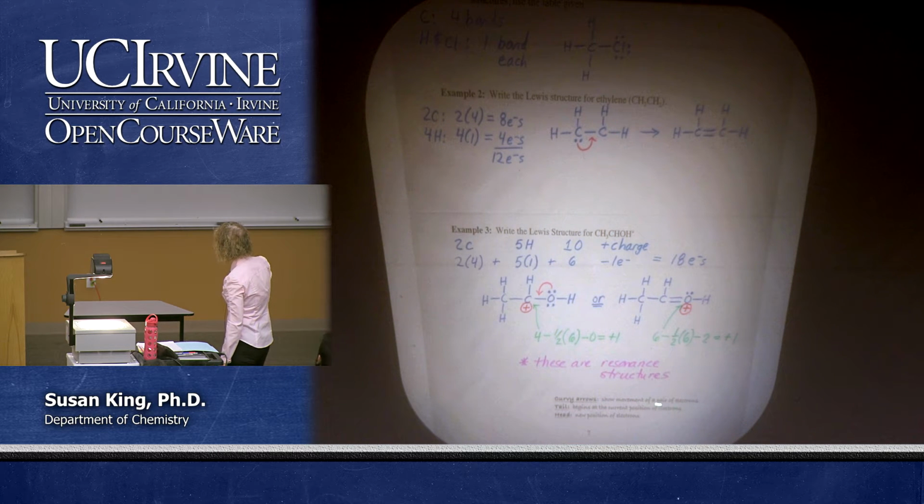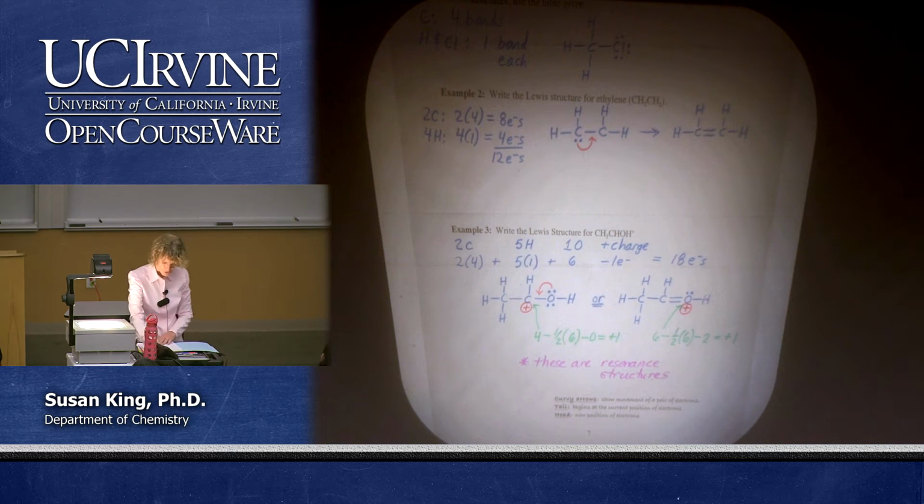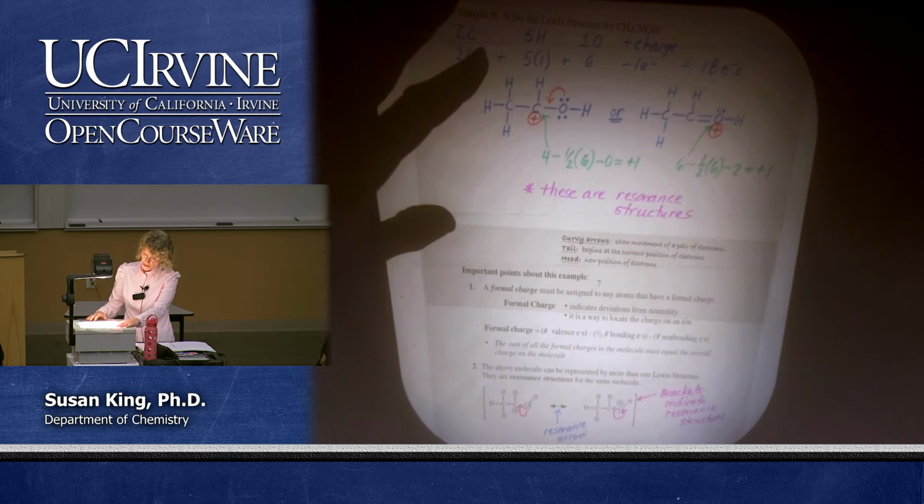They show movement of a pair of electrons. So if I have a double-headed arrow here, a normal arrow, then I'm moving electrons to this location. So I'm taking this lone pair, and I'm moving electrons halfway in between this carbon and oxygen to make a new pi bond here. And we'll talk about that pi bond coming up soon. The tail begins at the current position of electrons. It always begins at a pair of electrons, and the head is the new position of the electrons. So it's sort of a shorthand way of describing where the electrons are coming from and where they're going. All right, so on the next page, important points about this example.